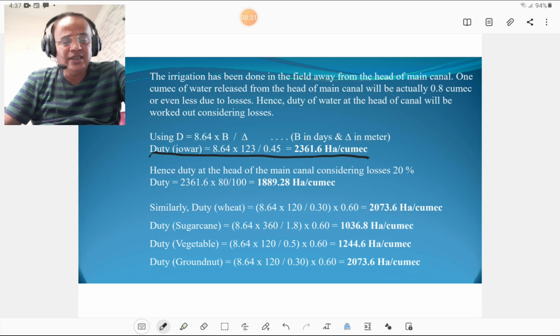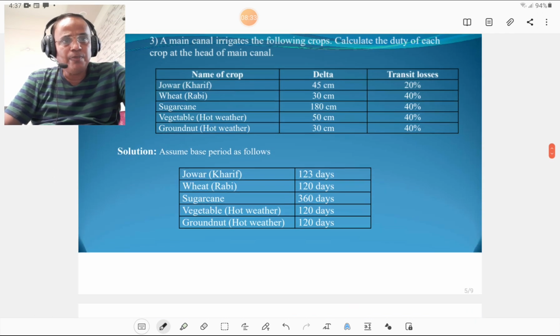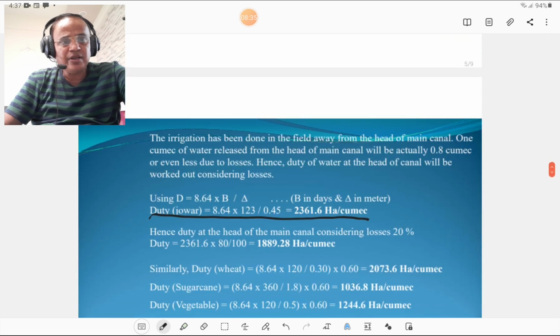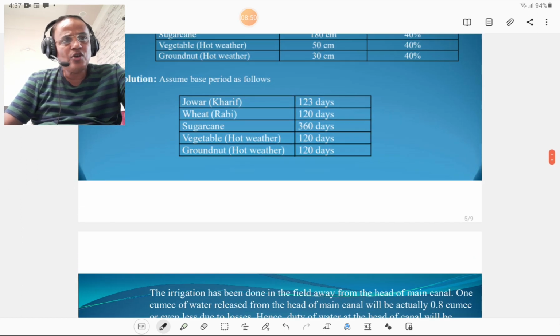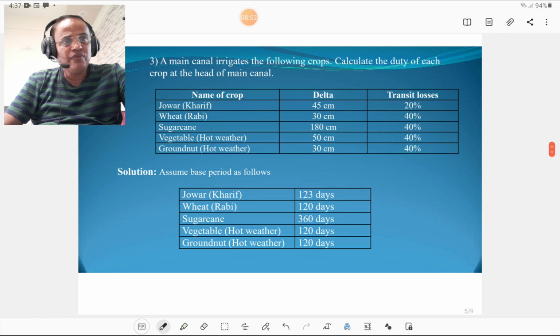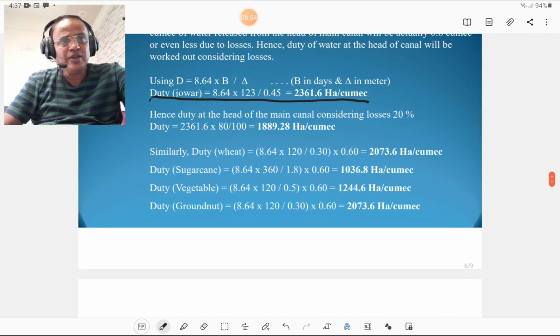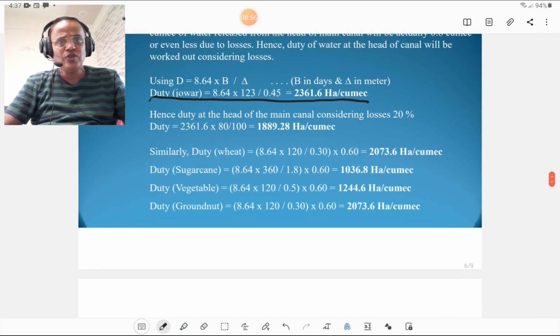The delta for the first crop is given as 45 centimeter. So that 45 centimeter is converted into meter, that is 0.45 meter. So the duty is 2361.6 hectare per cumex. But there are the transit losses of 20% for first case. So that 20% we have to reduce from that duty.